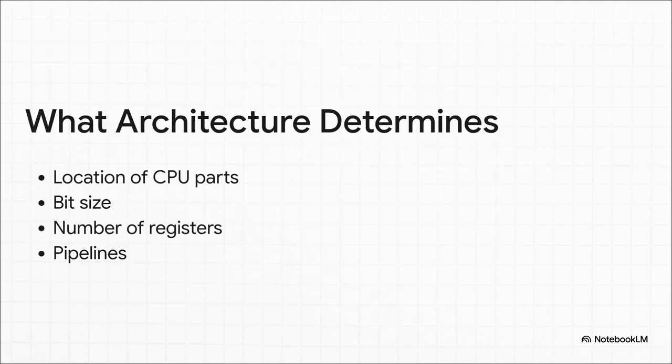So this architectural blueprint determines some absolutely crucial things. It sets the bit size. Think of that as the width of the data highway, whether it's 32 lanes or 64. It defines the registers, which are like these tiny, super fast scratch pads for calculations. It even designs the pipelines, which act like super efficient assembly lines for executing instructions. This is exactly why software made for one chip family just won't run on another. Their fundamental blueprints are completely different.